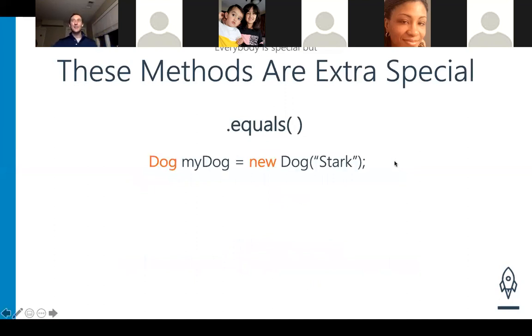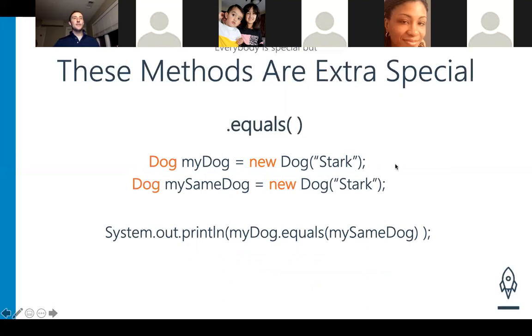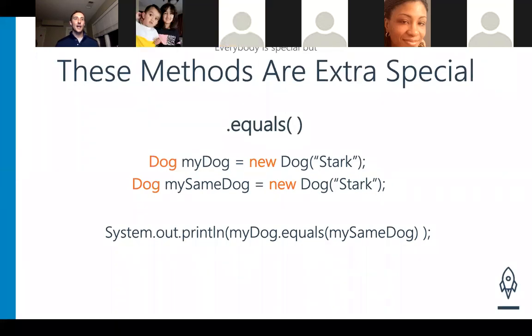Say we have our dog again. We have it Stark. And now I have my same dog equal to Stark as well. What happens if I do this? True. Yeah, that's calling for identical. Yes. So that's going to be false, because they're pointing to different locations. Pointing to the same thing doesn't mean they're the same dog. I like what I just heard there.